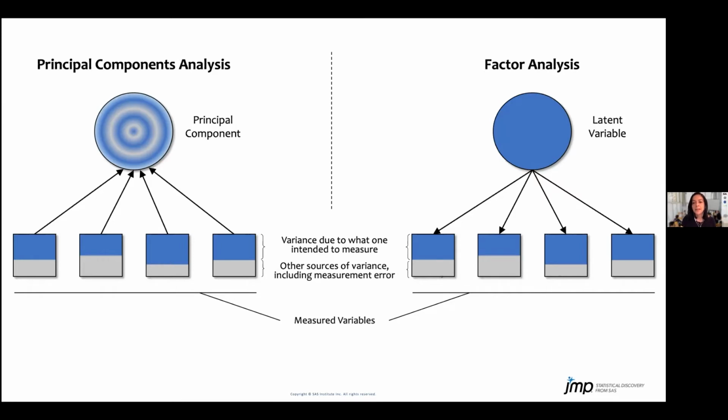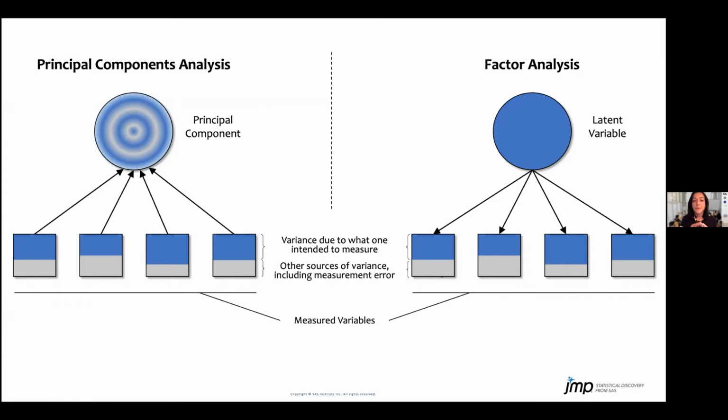So notice here in the latent variable, it's all a solid blue. And so that is meant to convey the fact that the latent variable on this right-hand side is capturing all of the common variance across the observed variables, all right? And that is in contrast to the components from PCA. So notice on this left-hand side, the component is a mix of the gray and the blue.